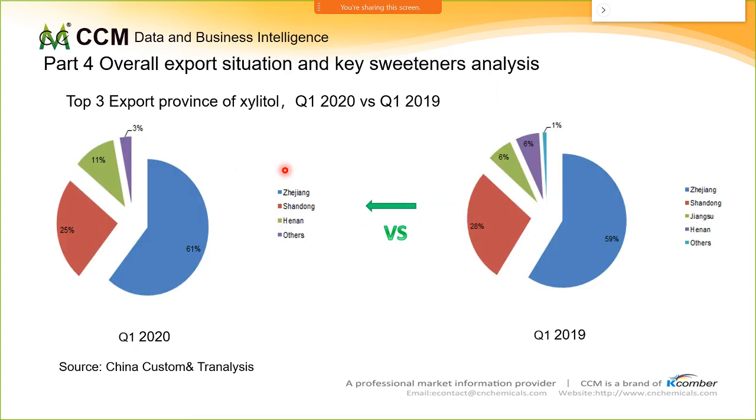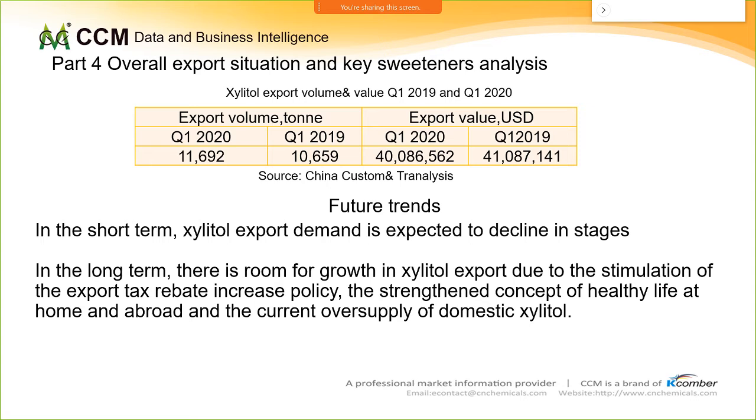In the short term, after the outbreak of the COVID-19 epidemic, many major xylitol importing countries have been affected, and now some countries have entered a stage of strict control. Xylitol export demand is expected to decline in stages. In the long term, the export enthusiasm of a variety of enterprises in the markets will increase to a certain extent under the stimulation of the export tax rebate increase policy.